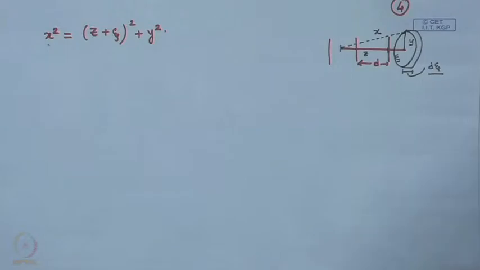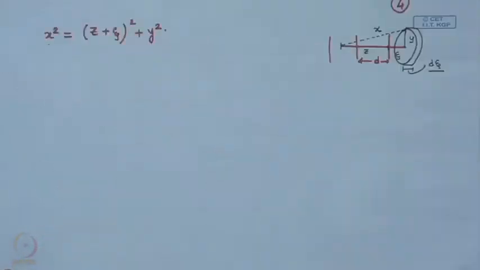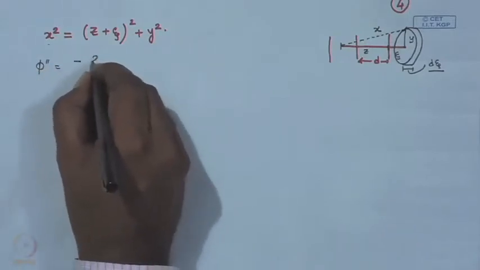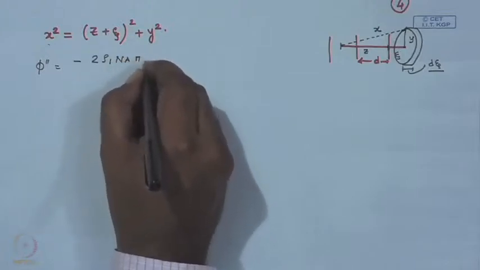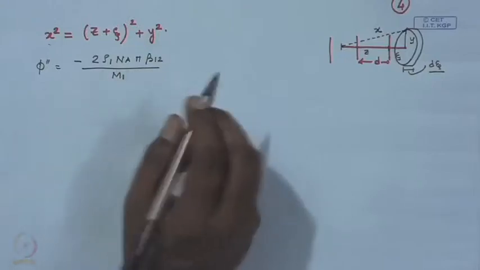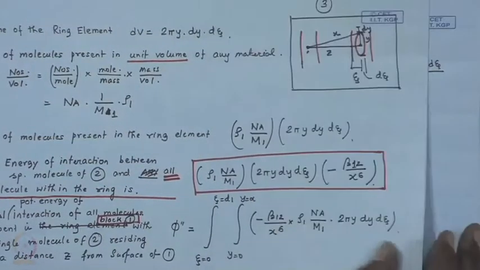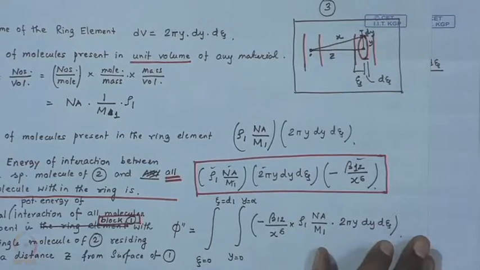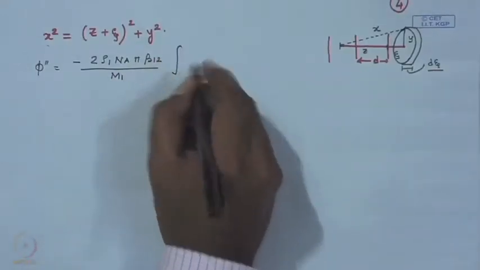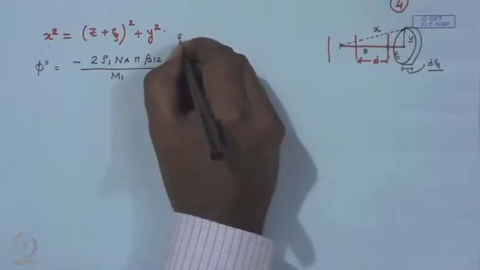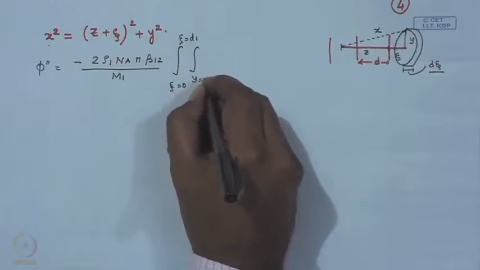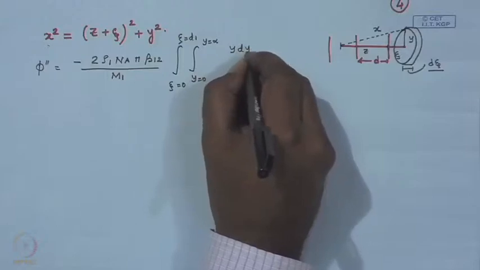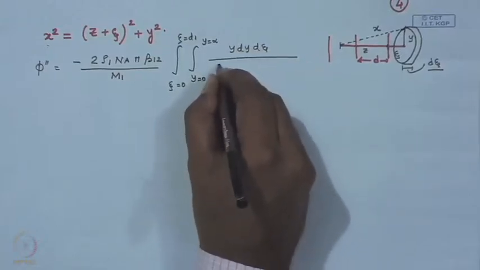Therefore, if we mark this as phi double dash, then phi double dash turns out to be, all these are constants. The minus sign originates from the fact that we are talking about the attractive part of van der Waals interaction, which is always negative. So, the interaction itself contains this minus term, minus beta 1 2 divided by x to the power 6. So, you can see that other than y dy dz, everything else, this as well as beta, they are all constants, and therefore, they have been taken out of the integral, and the integral now reduces to this form.